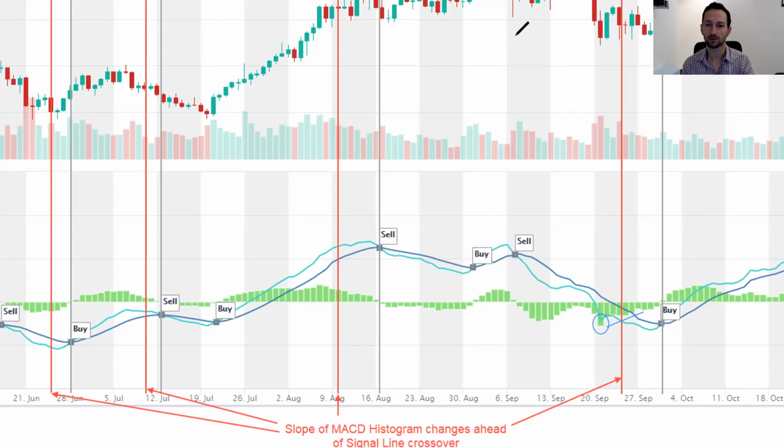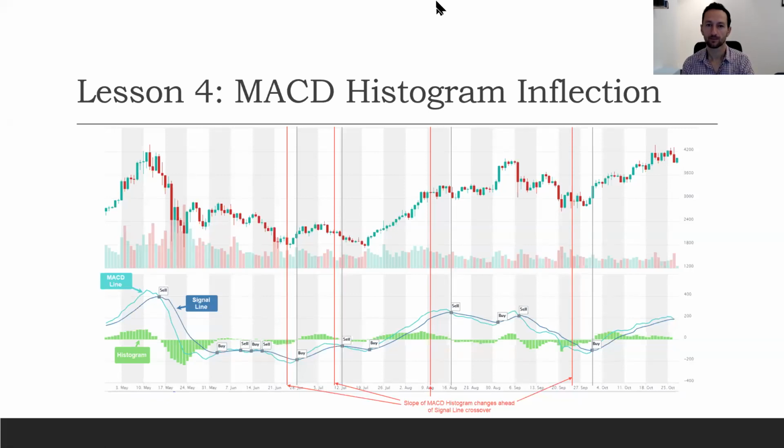Let's zoom out to make that more clear. So again, if we had used the histogram bar inflection point here, we would have bought the Ethereum about right here, around 3,000. Whereas if we waited for the buy signal, we would have bought it about here, which is about 3,300 or so. So a bit later and a bit worse entry point than the histogram.